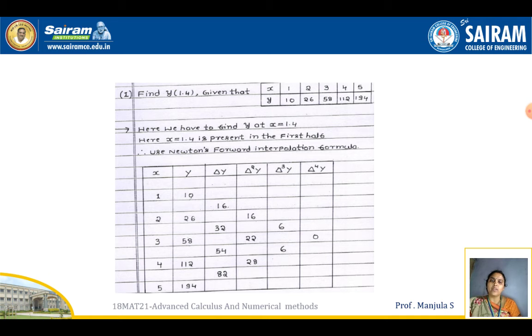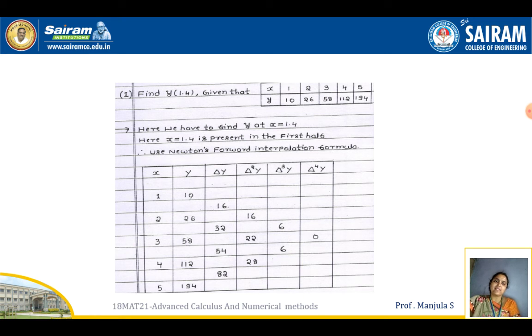It is not mentioned whether we have to use forward or backward, so we have to decide. First use the forward interpolation formula, because the first value of x is 1 and the last value is 5, and they asked us to find y at x equals 1.4. This 1.4 is very near to the first value of x, that is, near x0. So we'll use Newton's forward difference formula. First, we'll construct the table.